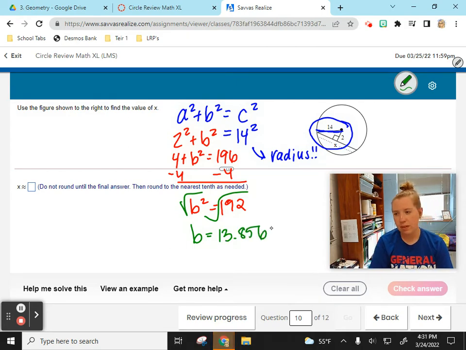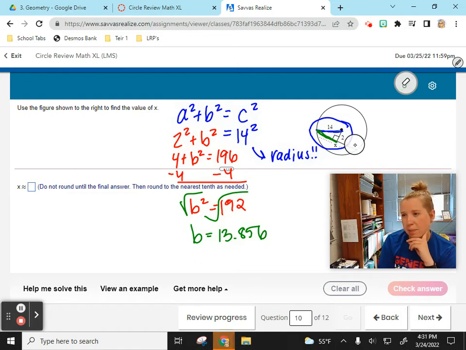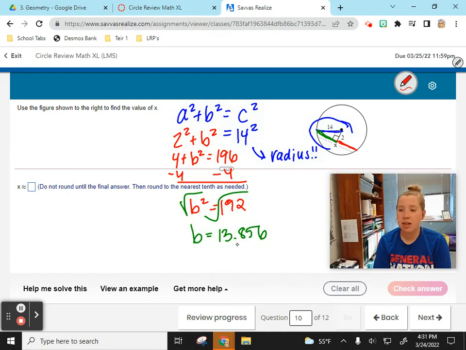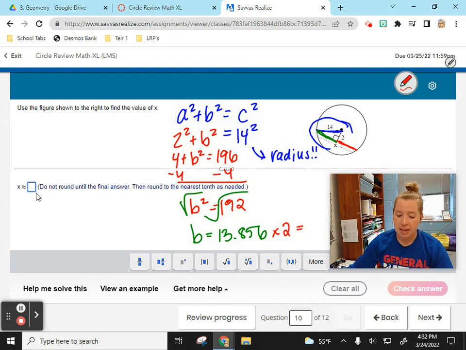13.856. Now, let's be careful of what this b represents. Remember that it's just this side of my triangle, but x represents the whole thing. So I've got to take my answer and double it. I've got to multiply it by 2 to find the length of that whole value x. So I've got that radical in my calculator and I'm just going to hit times 2. And my answer is 27.7.